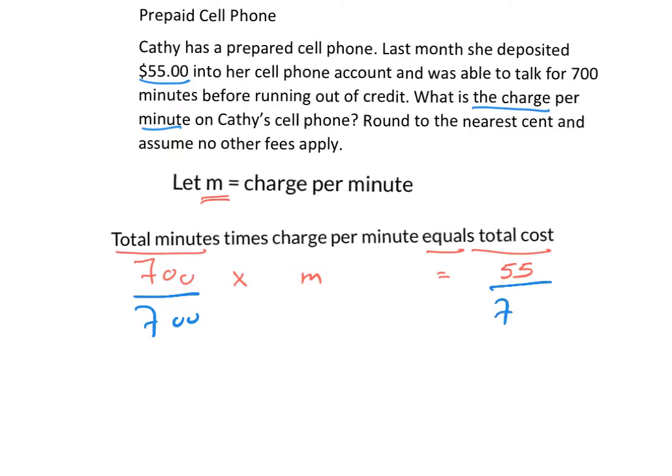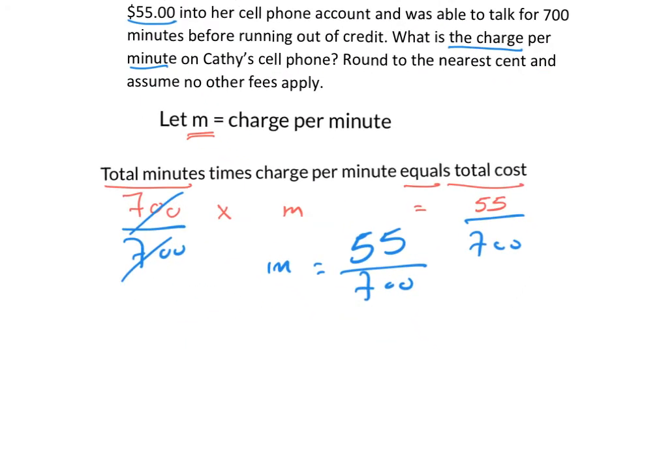Right? And M will be 55 over 700. So M will be 0.078.